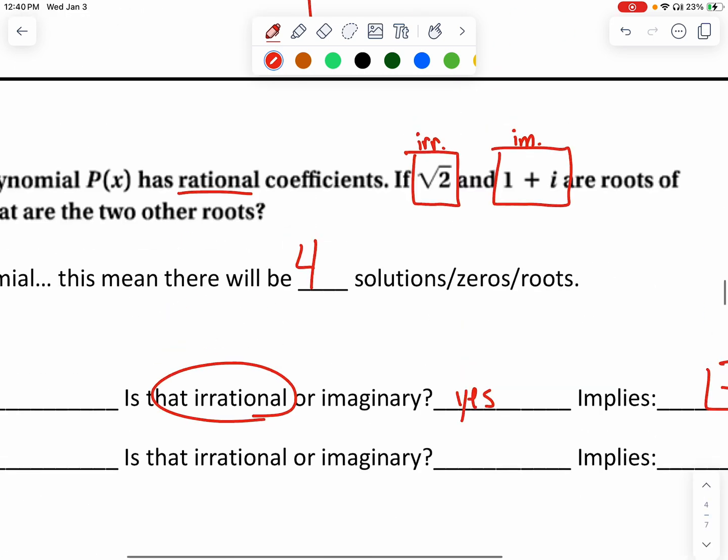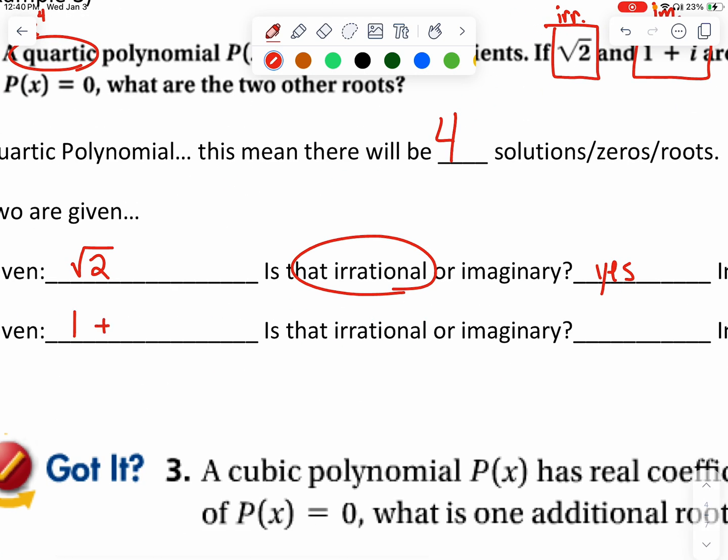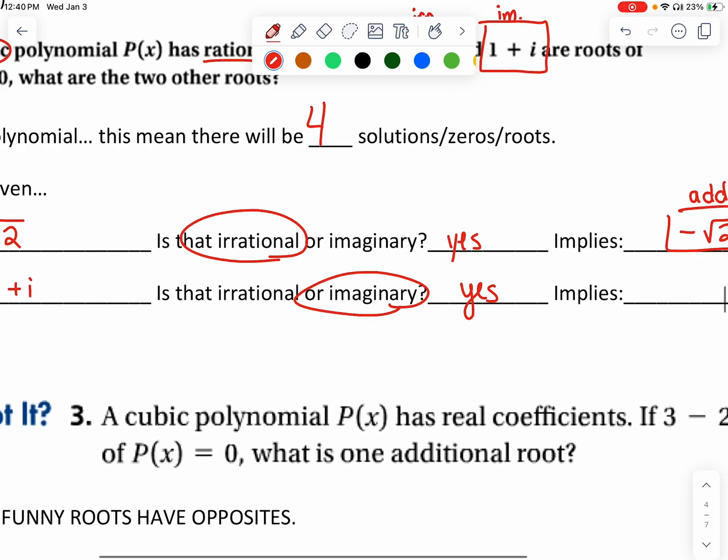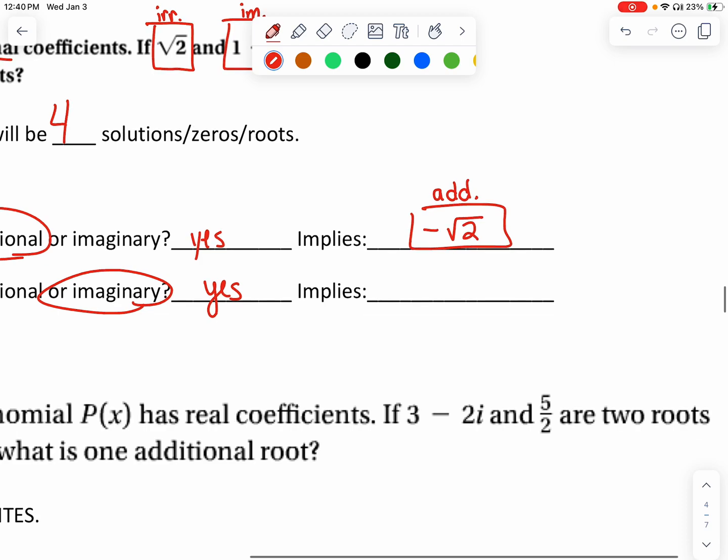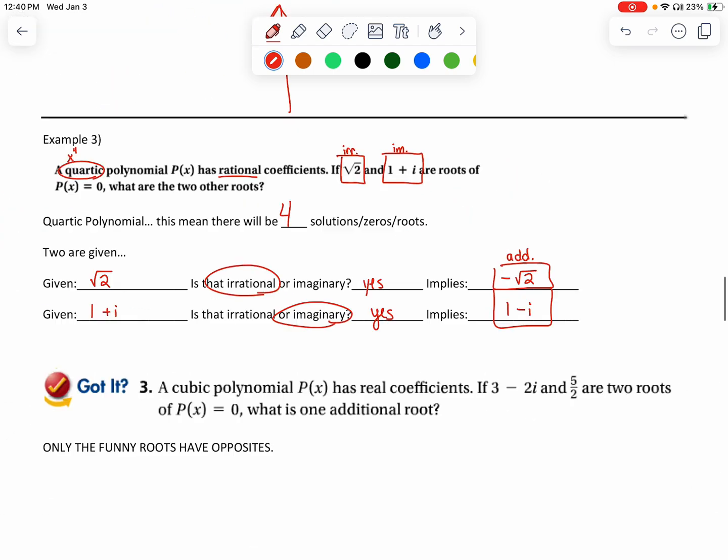All right, they also told you that 1 plus i was a solution. Is that irrational or imaginary? Yes, it is. What does that imply? It implies that its conjugate pair of 1 minus i is also an additional root.